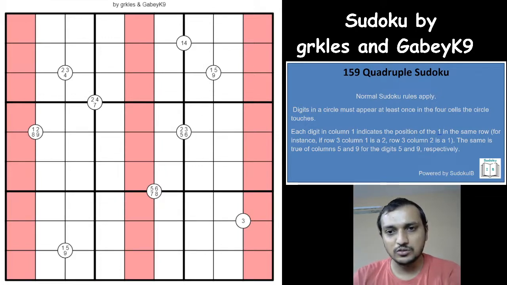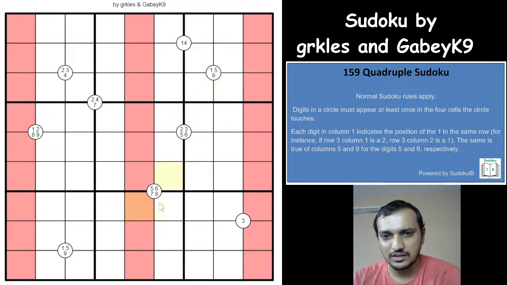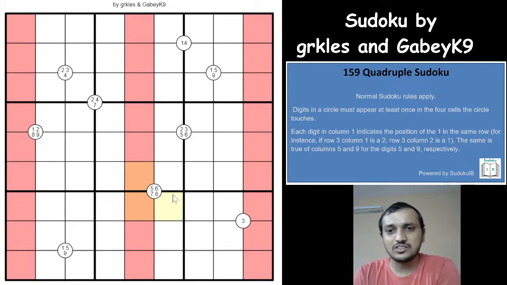Right now, coming on to this Sudoku. So normal classic Sudoku rules apply. That is, you need to place digits from 1 to 9 in each row, each column, and 3 by 3 box without repetition. Apart from that, there are a few circles with some given digits inside those circles. Those digits would have to be inside these 4 cells. So 2, 4 and 7 at least once would have to be inside these 4 cells. 1 and 4 would have to be inside these 4 cells. 1, 5, 9 would have to be in these 4 cells. That is what the quadruple Sudoku says about the digits inside these circles.